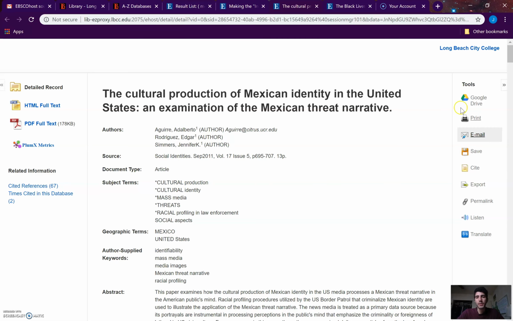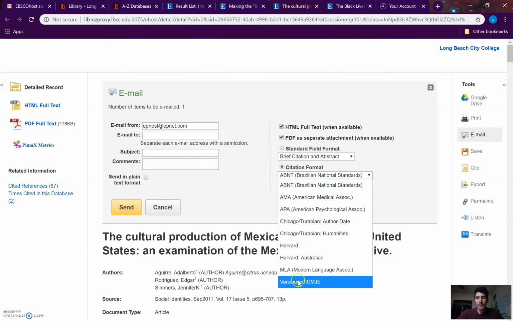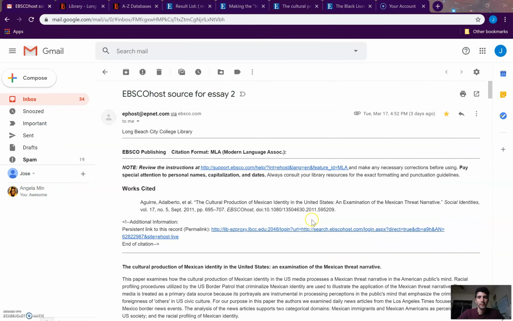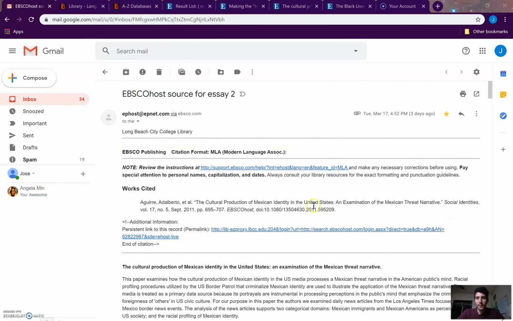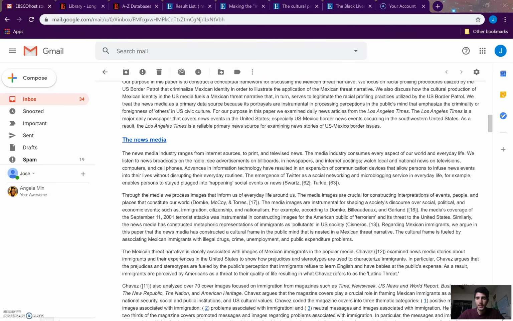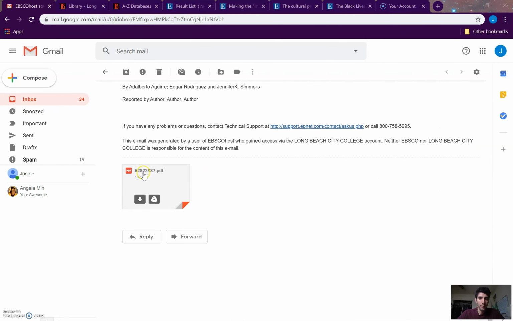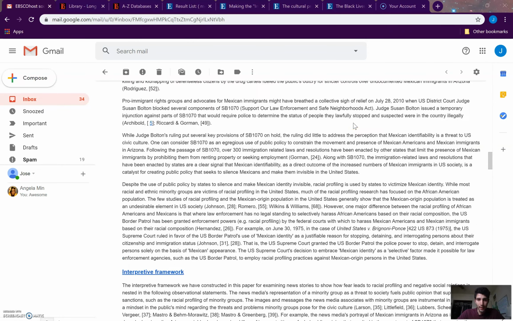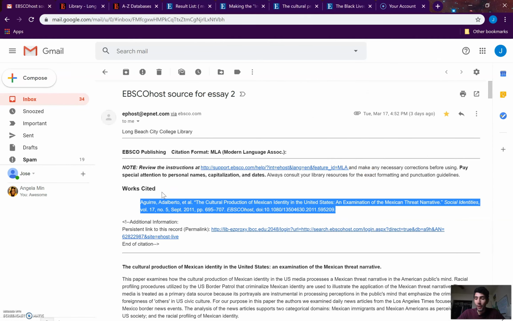So I'm just going to go to email, and I'm going to email this to myself, and I'm going to fill out all this information, and I'm going to change the citation format to MLA. And here's my source emailed to myself. So I filled out that information, and as you can see, I get a copy of the source as an HTML document. I also get a copy of that source in PDF form, and in that email I also get the works cited entry. So this is all very handy for me when I write my essay for essay 2.